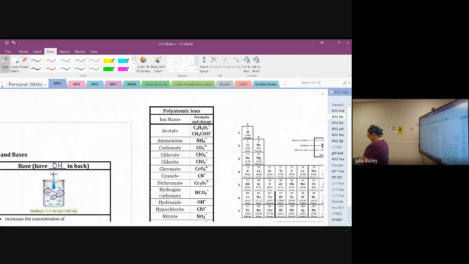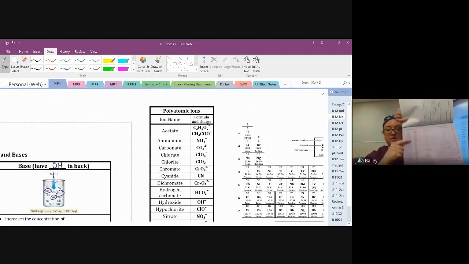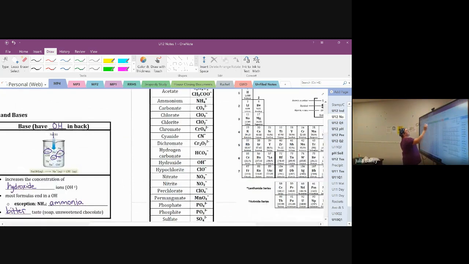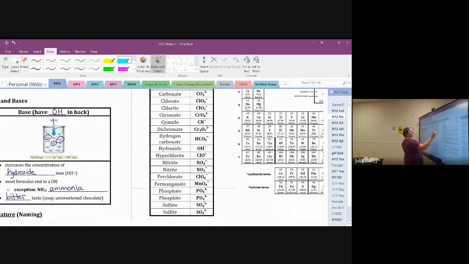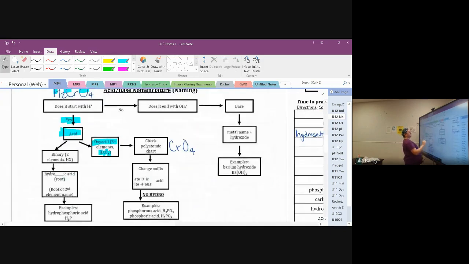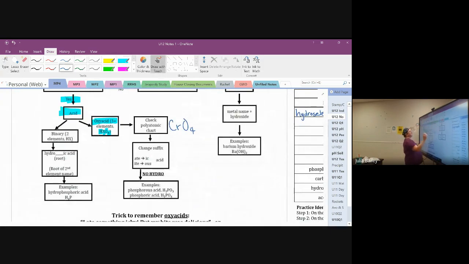Again, if you're watching this in spring 2022, there's a copy of this chart on the other side of the periodic table at the very back of your purple book. We're looking for that CrO4, which is on here. It's called chromate. So I'm going to come back to the flow chart. This thing is called chromate. Let's see what we do with this information.